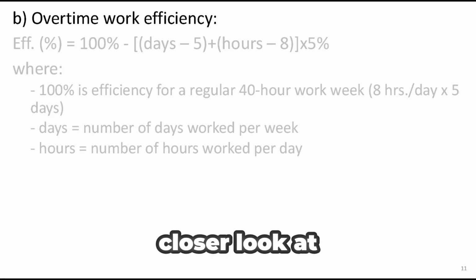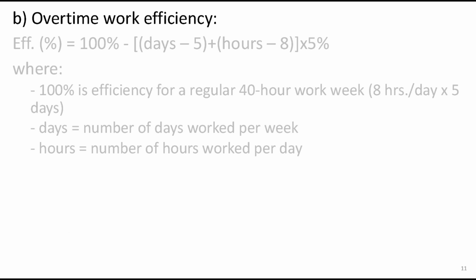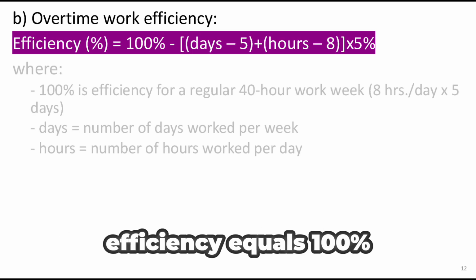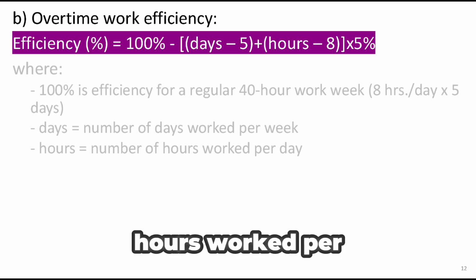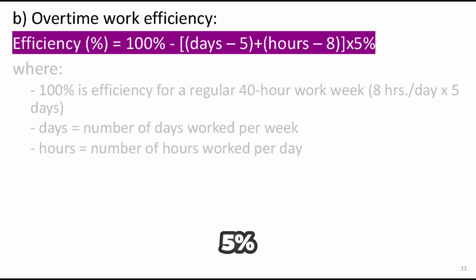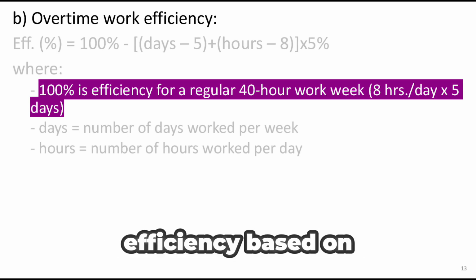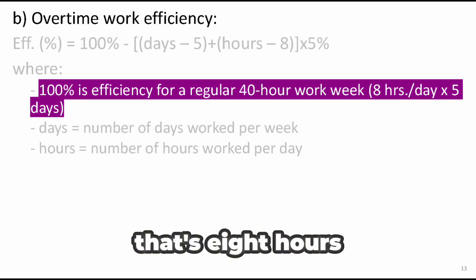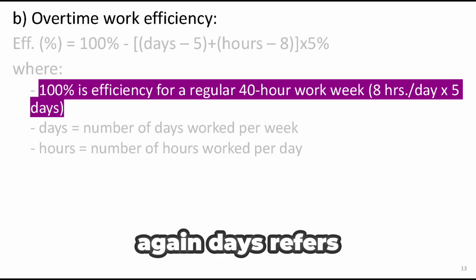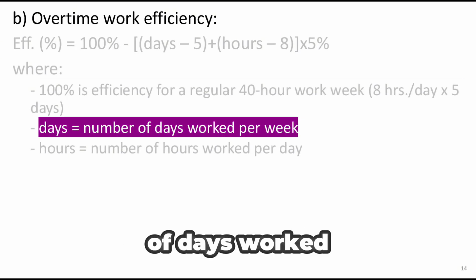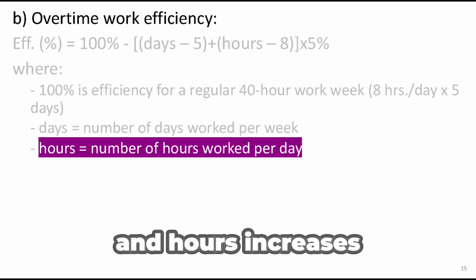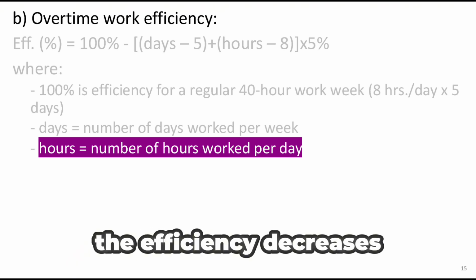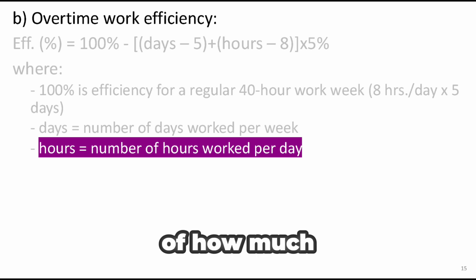Now, let's take a closer look at how to estimate overtime work efficiency. Here's the formula. Efficiency equals 100% minus the number of days worked minus 5, plus the number of hours worked per day minus 8, all multiplied by 5%. Here, 100% is efficiency based on a regular 40-hour work week. That's 8 hours a day, 5 days a week. Again, days refers to the number of days worked in a week, and hours is the number of hours worked per day. So, as the number of days and hours increases, the efficiency decreases. This formula gives us an estimate of how much efficiency drops when we move from regular time to overtime.